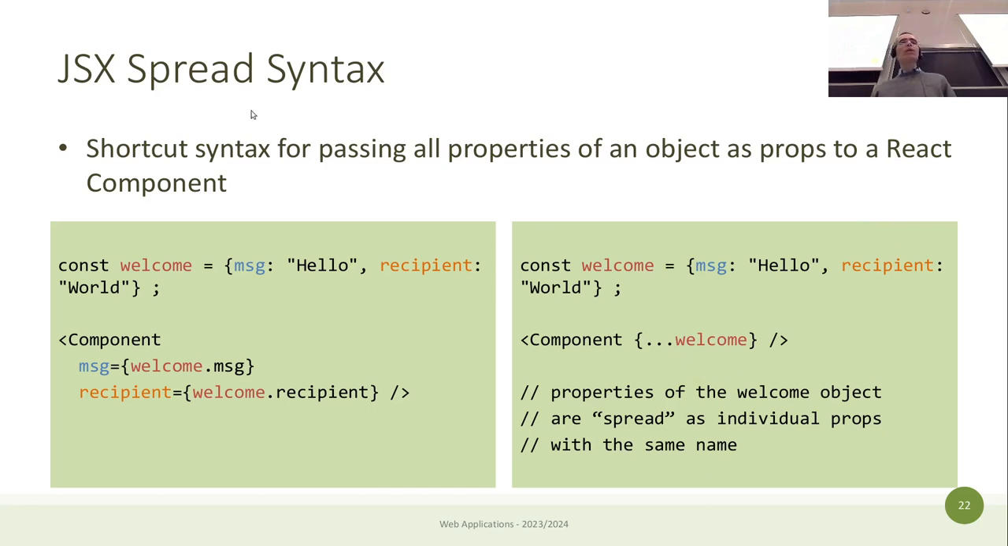One thing that could be useful is the spread syntax. You know the three dots that we already encountered in JavaScript. They work in JSX as well, and allow you to pass all the properties of an object as attributes of a component. So if you have message and recipient, and you have an object that contains this message and recipient as two attributes, you can pass them as attributes to the component with the spread syntax, like if you were doing it manually, as done on the left part of the slide.